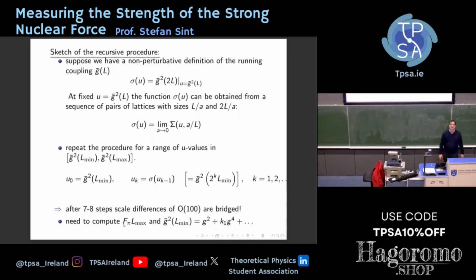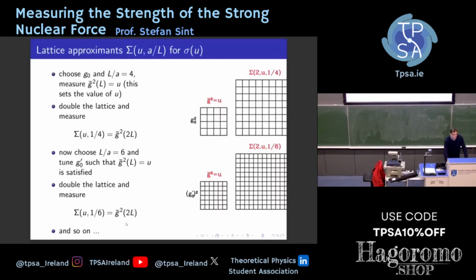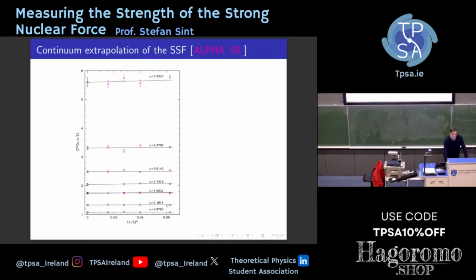F pi is the decay rate of the pion, so lifetime of a pion decay into muon and antineutrino. And so from that measurement of lifetime you get the decay rate, and that's a very well measured quantity that you can also compute on the lattice. Okay, so here's just an illustration of what I just said: 4 and 8, 6 and 12, and so on. Okay, I have said that before.